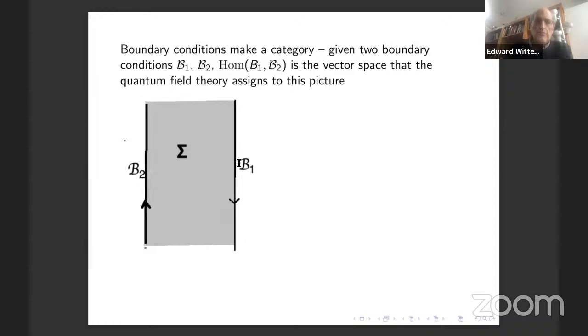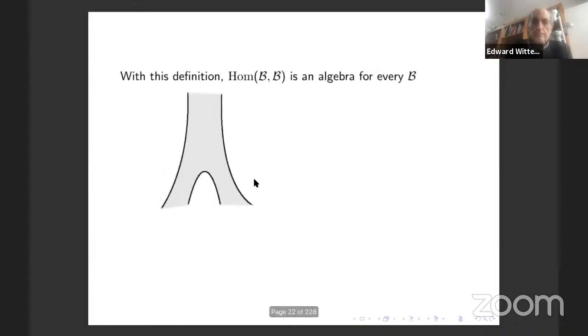Now, in my picture, sigma is oriented. The arrows are keeping track of the induced orientation of the boundary. The plane in which sigma is embedded is oriented. So for this picture, the corresponding physical state space in category language is Hom from B1 to B2. I should warn you that physicists don't usually use this terminology, except in particular areas where it's useful. So with this definition, Hom from B to B is an algebra for every B. In this picture, I didn't label the boundaries, but they would all be labeled, for example, by the same boundary condition B.